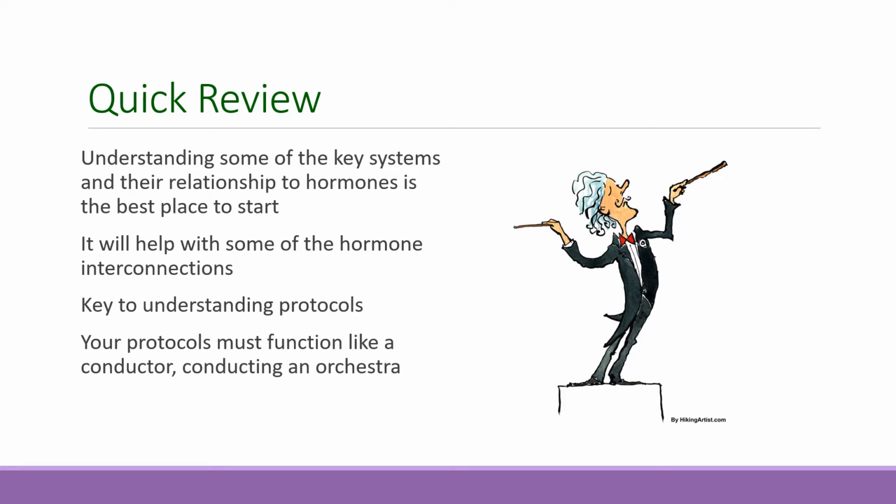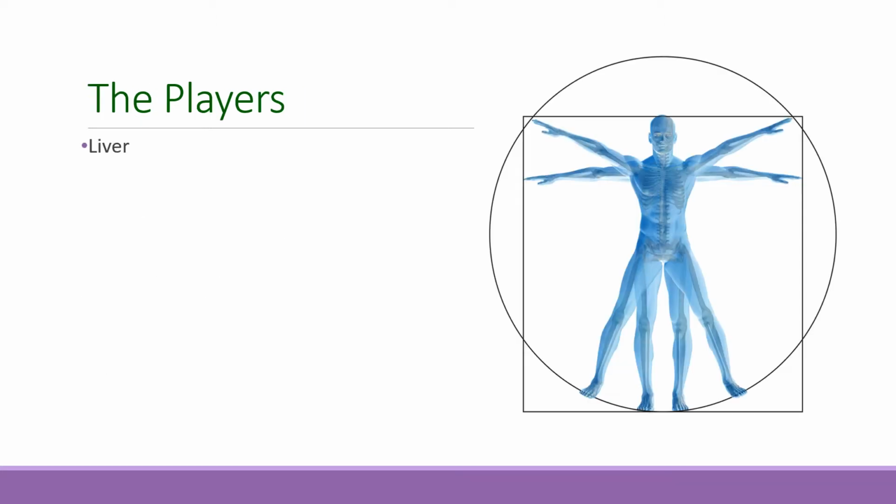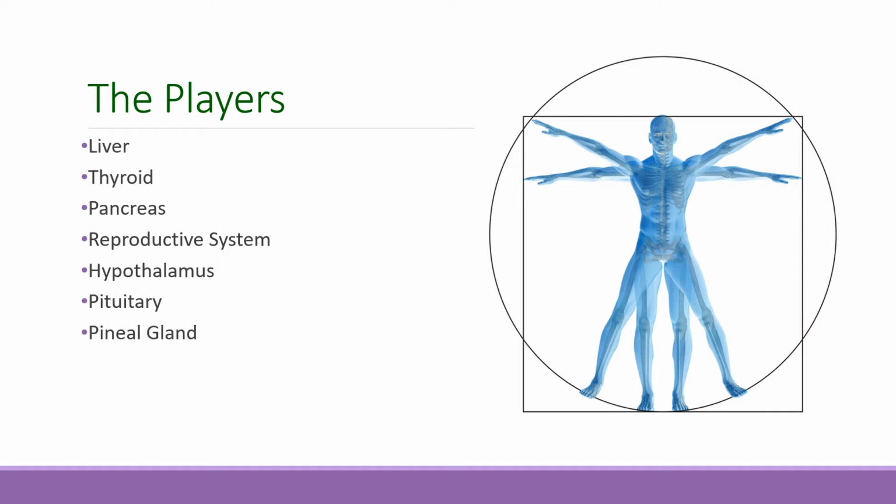And your protocols must function kind of like a conductor conducting an orchestra. You have to look at all these players that are involved. There's obviously going to be some that are more important than others, but you're going to have to choose what you put in your protocol so that there is something for all of these players. So who are the players? The liver, the thyroid, the pancreas, the reproductive system, the hypothalamus, the pituitary, the pineal gland, gut bacteria, the adrenals, of course, and the digestive system. So you can see you've got quite a number of them here. Some of them play more of a role than others, but they all need to be considered.